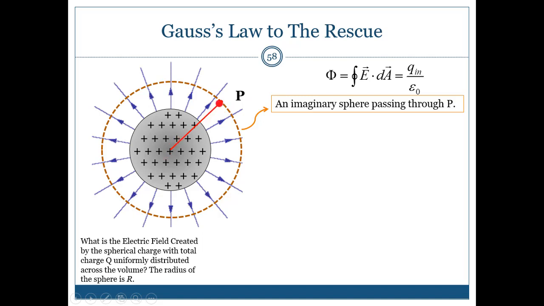So I draw an imaginary sphere around the spherical charge, passing through my point P. So this sphere has a small radius r. It's centered at the center of my spherical charge. Okay. Now I can use this imaginary Gaussian surface to calculate the E field on this surface.